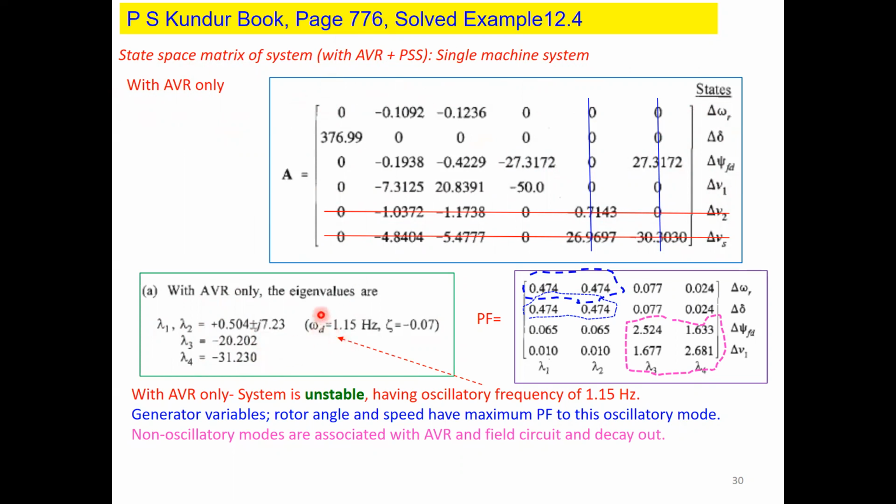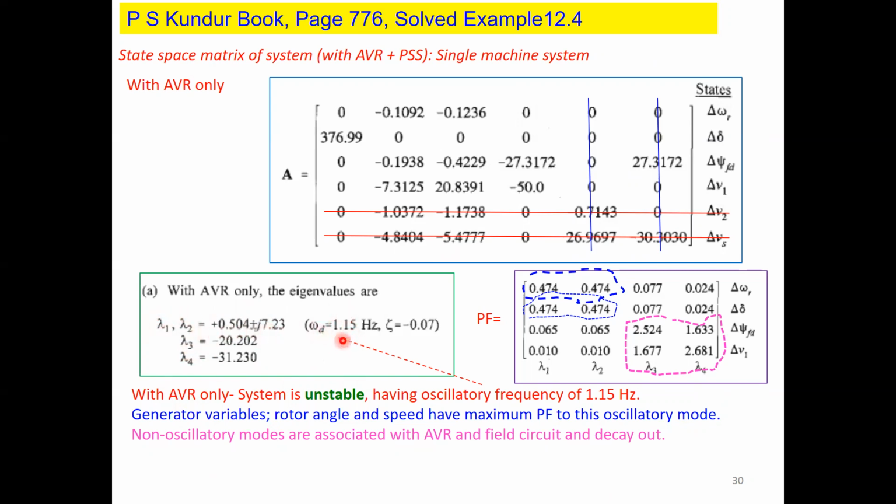And omega d, the damped frequency, and then what is the damping ratio here. What you find here is that the eigenvalue is positive. So that means the location of the eigenvalue is on which side? Right hand side of the plane, yeah. And thus with AVR included, the response is unstable because the eigenvalue is placed on the right hand side.